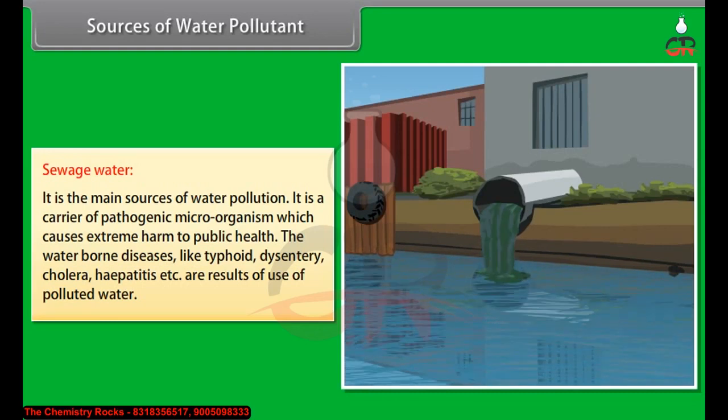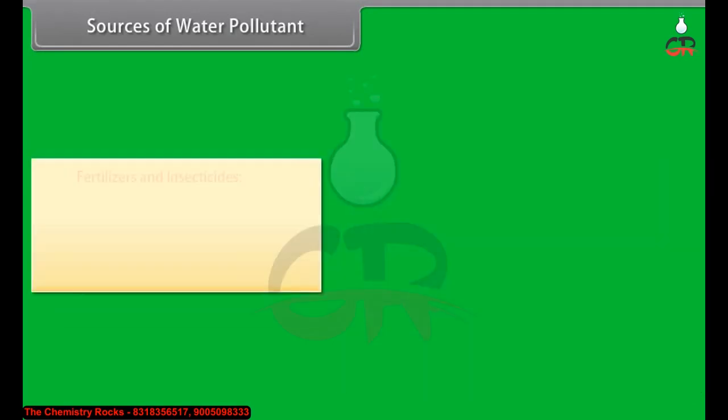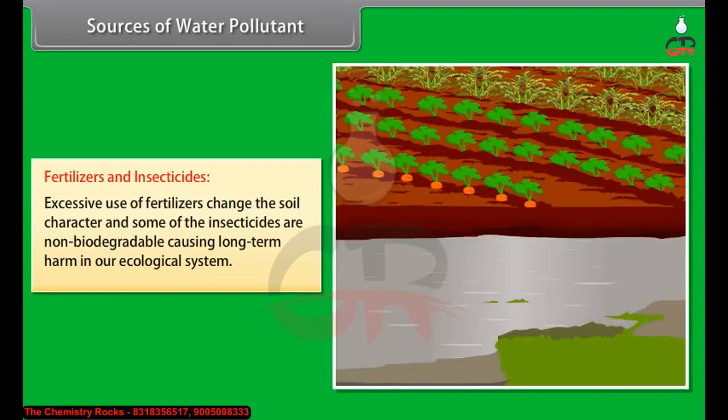Fertilizers and insecticides. Excessive use of fertilizers changes the soil character, and some of the insecticides are non-biodegradable, causing long-term harm in our ecological system. Other factors causing water pollution.